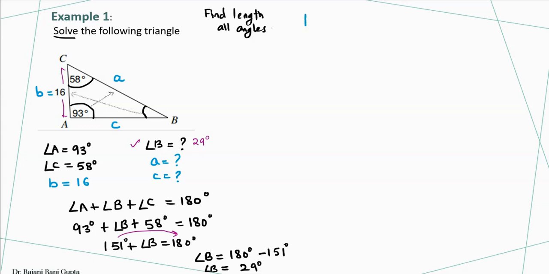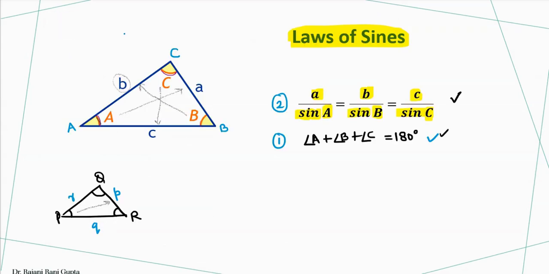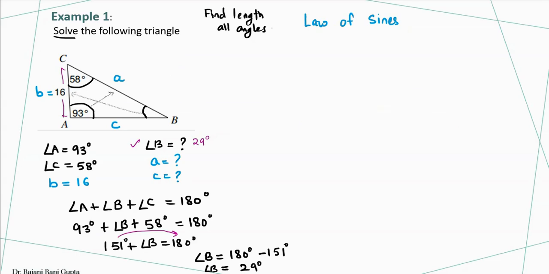For this purpose we have to use the law of sines. So what is that law? Right, this law. It says a over sine of A equals b over sine of angle B equals c over sine of angle C. Substitute the values that you know. Do we have the value of a? No. We write c over sine of angle A. Do we have angle A? Yes, it is 93 degrees.